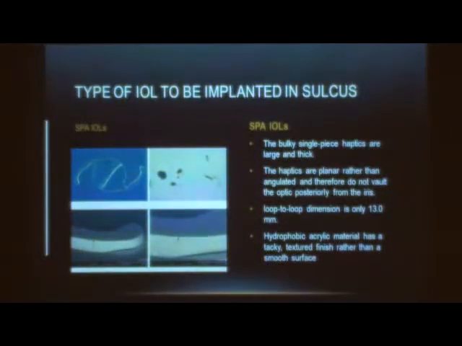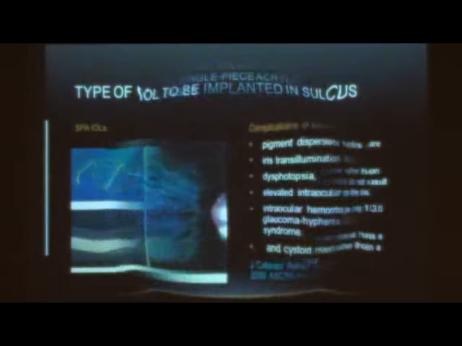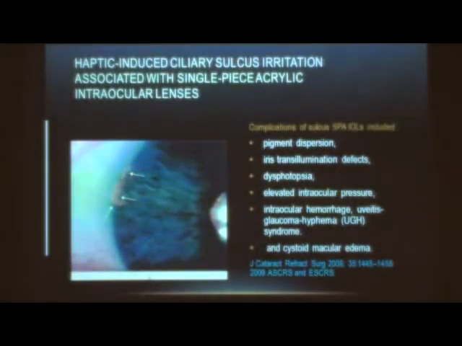Again, the type of IOL to be implanted has been discussed, but I want to stress again, putting a single piece IOL in the sulcus. You can see that the edges of these IOLs are quite rough, and they can induce inflammation, uveitis, glaucoma. So if you don't have the 3-piece IOL, I think you should postpone implantation.